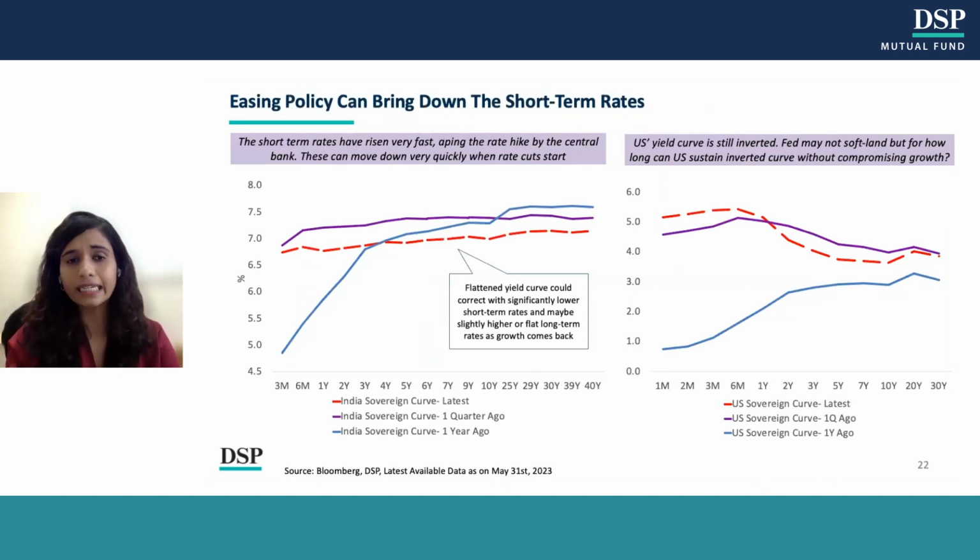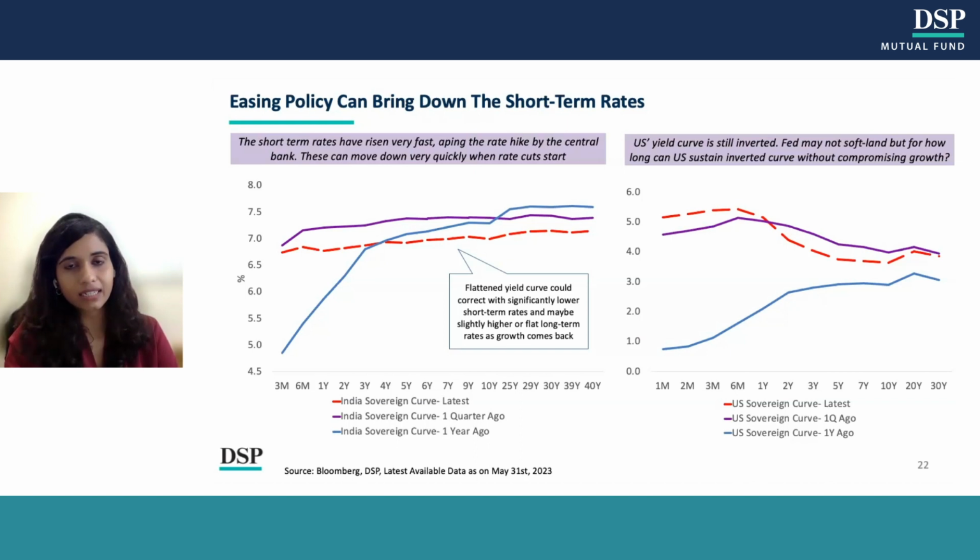But if we look at the yield curves for both India and US, the Indian yield curve is flat. And we think that once RBI starts to cut rates, it's the shorter end of the curve that will ease. The longer end could ease by a few points or could remain where it is because the growth expectations will be very strong. And the US yield curve still is inverted. It goes to say that the probability of a recession in US cannot be fully ruled out.